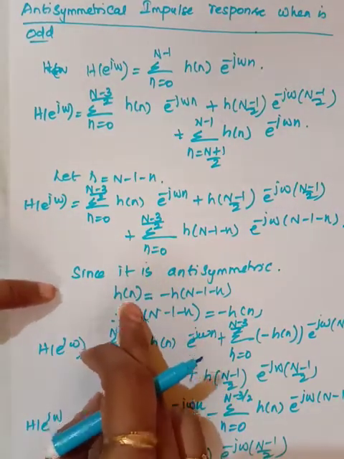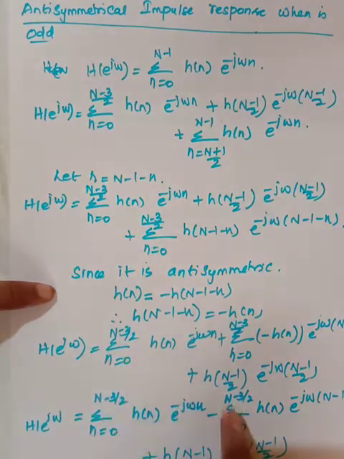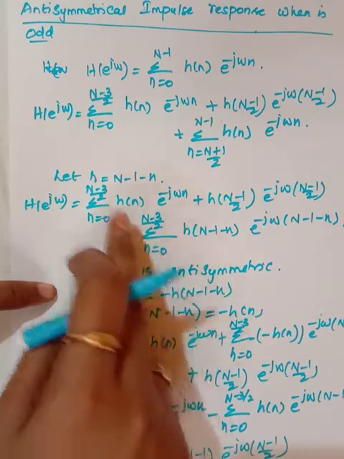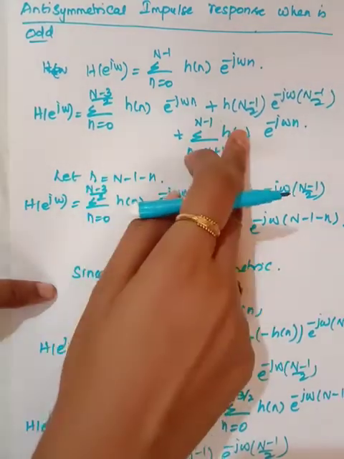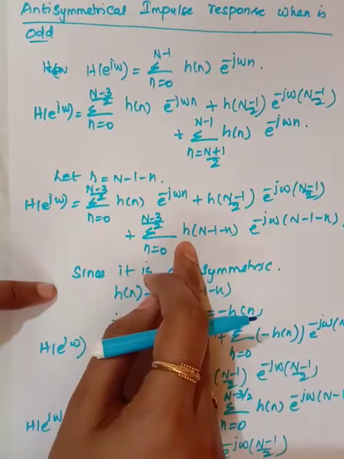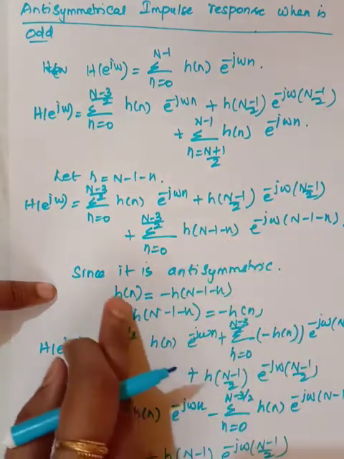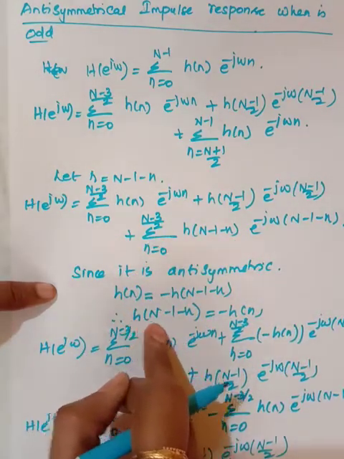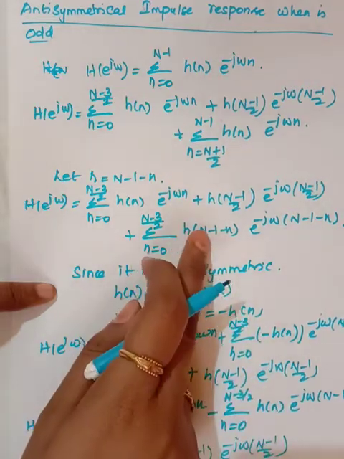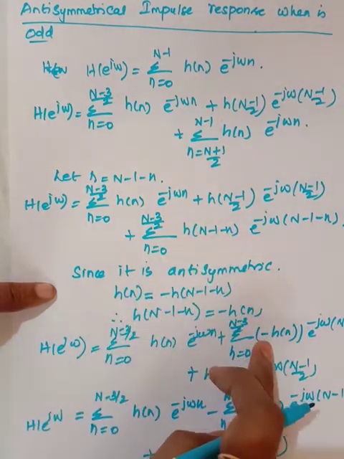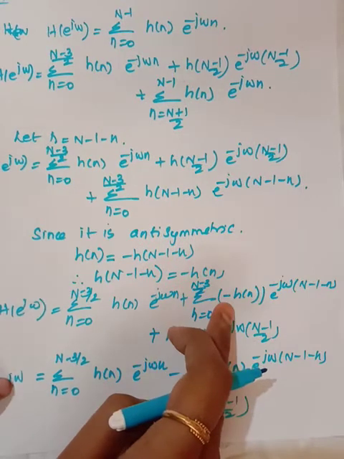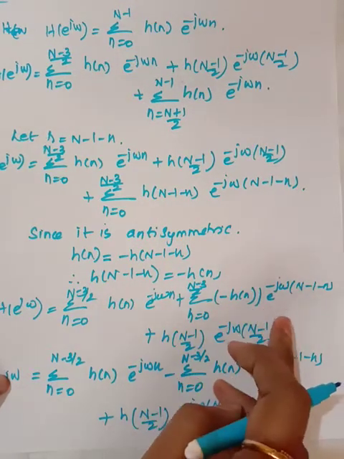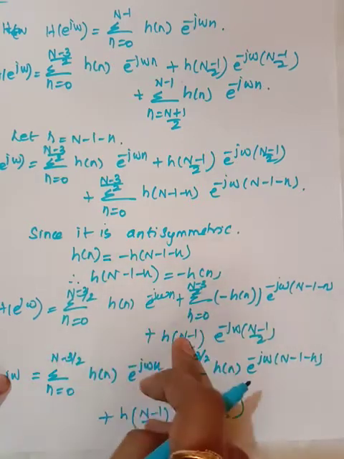Now I am going to change this summation equally. If I need to make the summation equal, instead of h of n, I am going to substitute h of n minus 1 minus n. After applying this antisymmetric condition, h of n minus 1 minus n is equal to minus h of n, right? So substituting this e power minus j omega n minus 1, you will get these three summations.